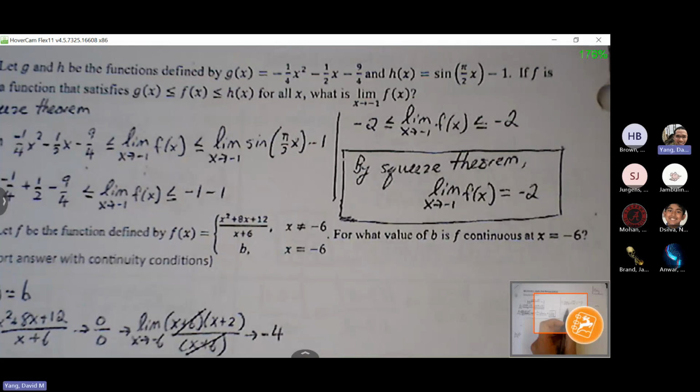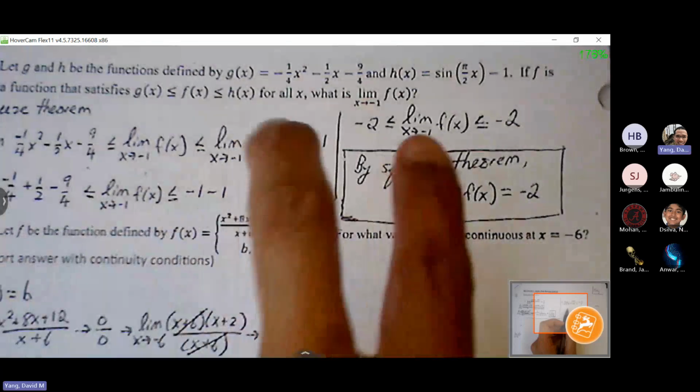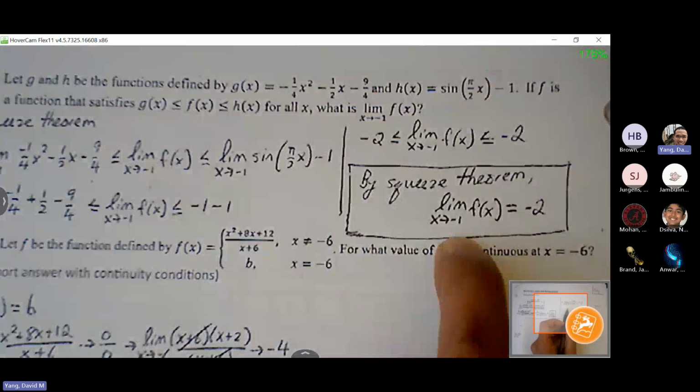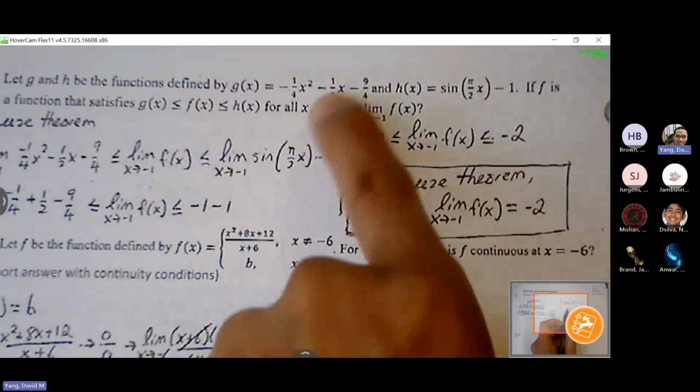Is that all you need to say for your justification? Yeah. Show your steps, and then you can make your conclusion. Yeah, this is basically your justification step.